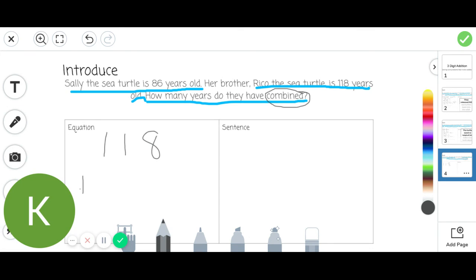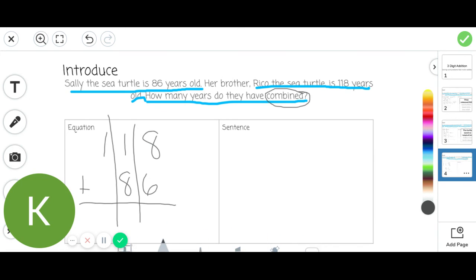118 plus 86. Let's find out how many years they have combined. 8 ones plus 6 ones is going to be 14 ones. So 4 in the ones place, 1 in the tens place. So I'm regrouping over to the tens.